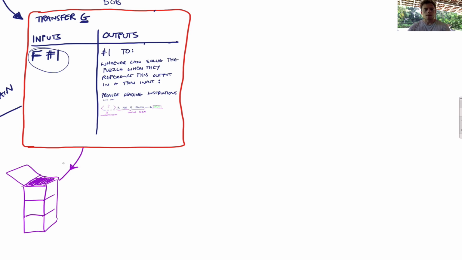Then, because this output is not tied to anybody in particular, it's just tied to whoever can solve the following puzzle. That means that anybody can, because the blockchain is open and can be inspected by anybody at any point in time.